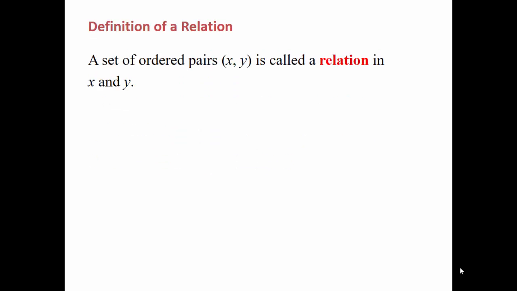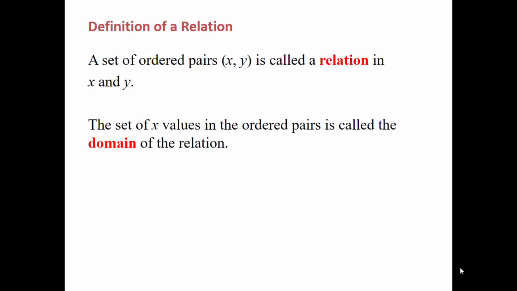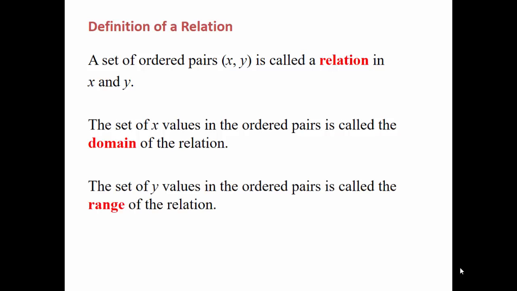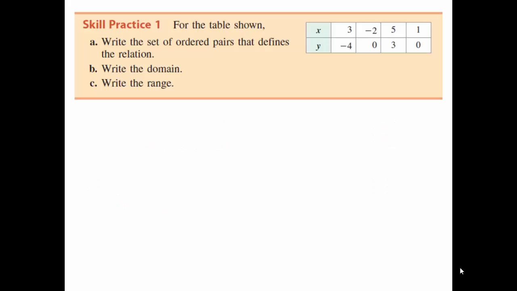Any set of ordered pairs, x, y, is a relation in x and y. It could be a relation in a and b, and that's how you would say that. Those are the words you would use. The set of x values in the ordered pairs is the domain of the relation. The set of y values in the ordered pairs is the range of the relation. And you've heard of domain and range a lot.